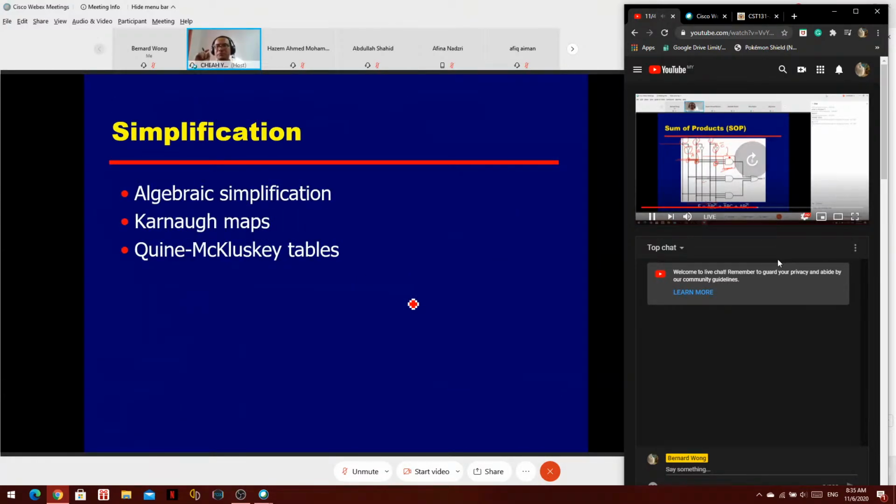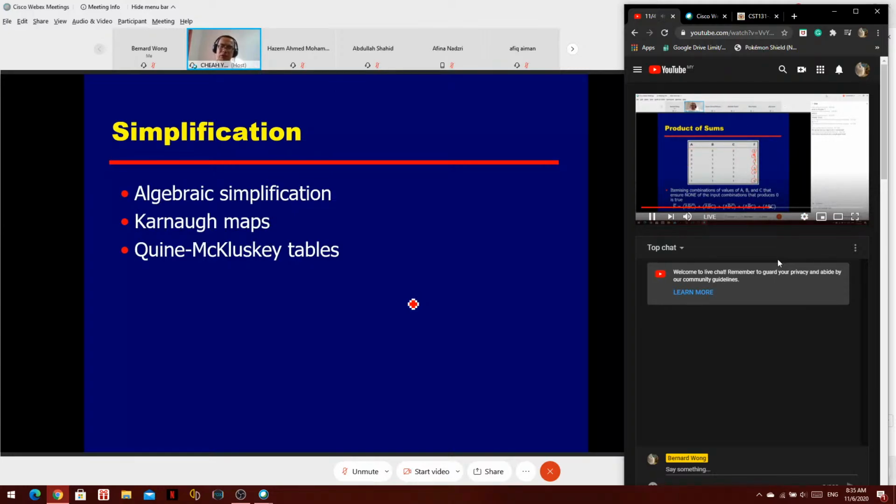Okay, so this simplification can be achieved in various ways. There are various types of algorithms, rules of thumb, or whatever. You can even use algebraic simplification, based on all those identities that we learned earlier. We can use those identities to do simplification. There are other methods as well.